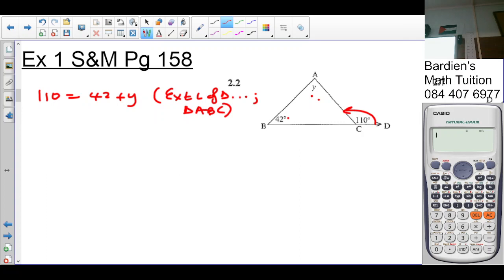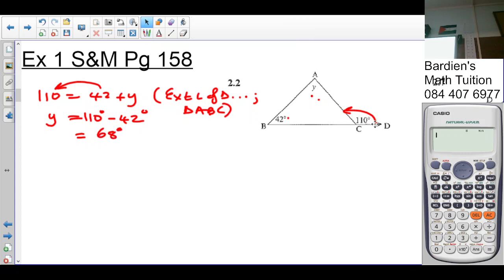Not so? Now we're going to solve for y. Look at over the equal sign. So y is equal to 110 degrees minus 42 degrees. So that gives me an answer of 68 degrees. Okay. All okay with that?